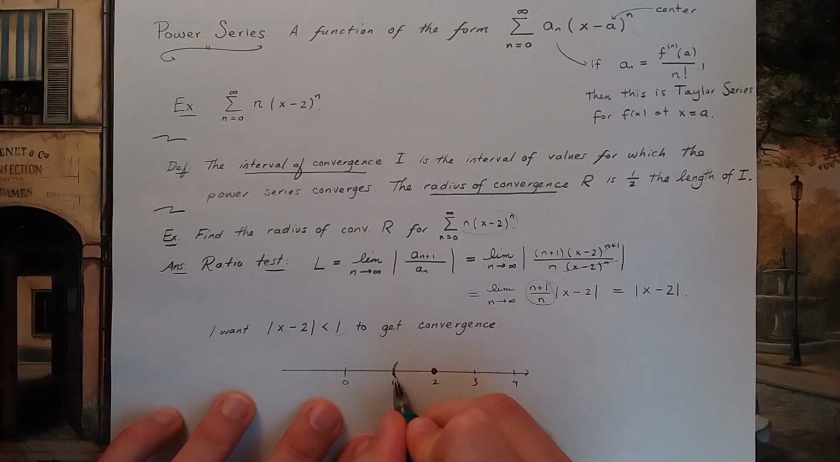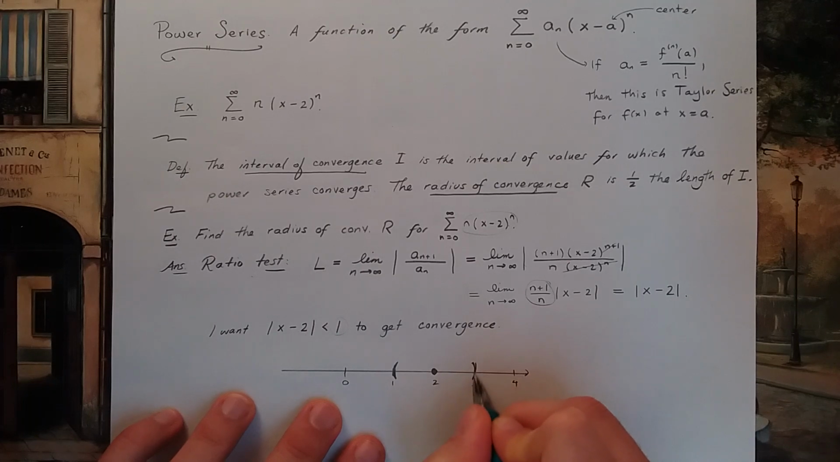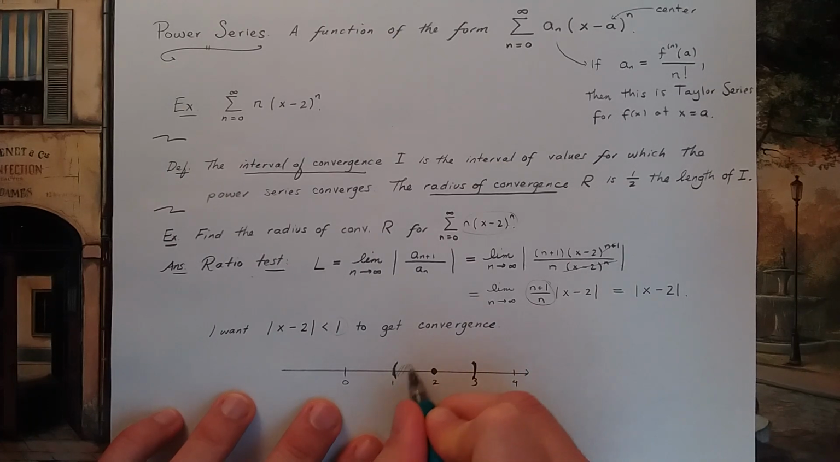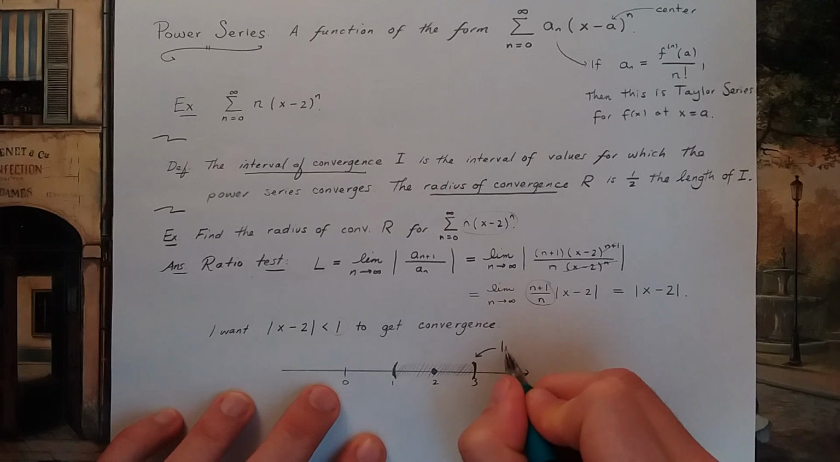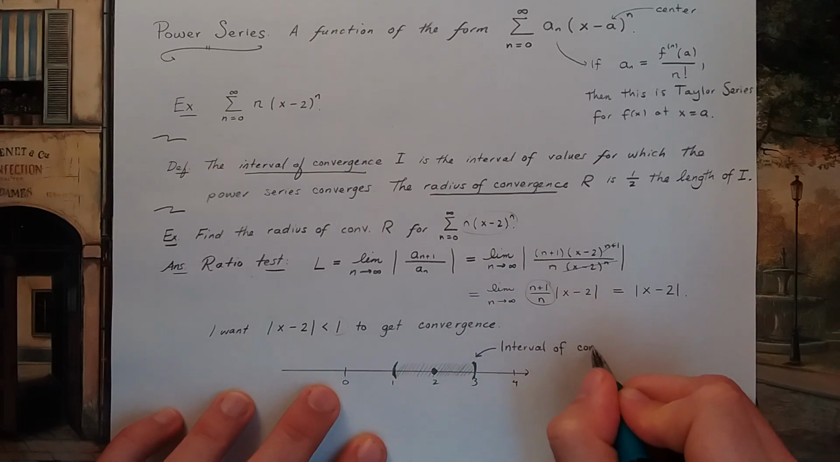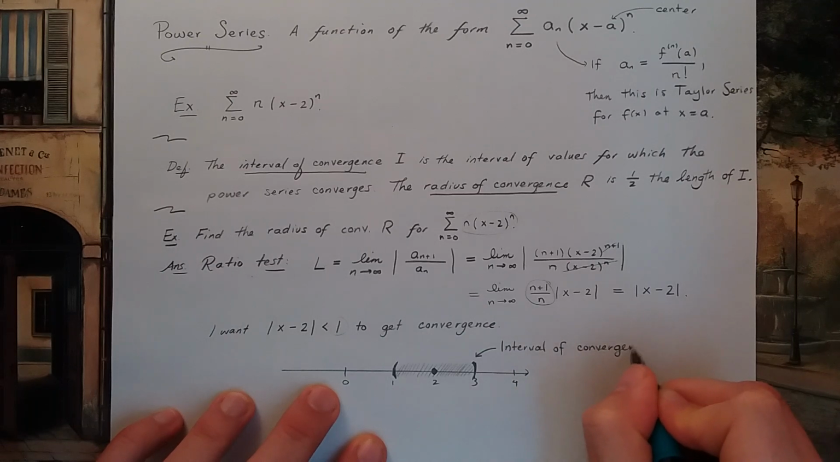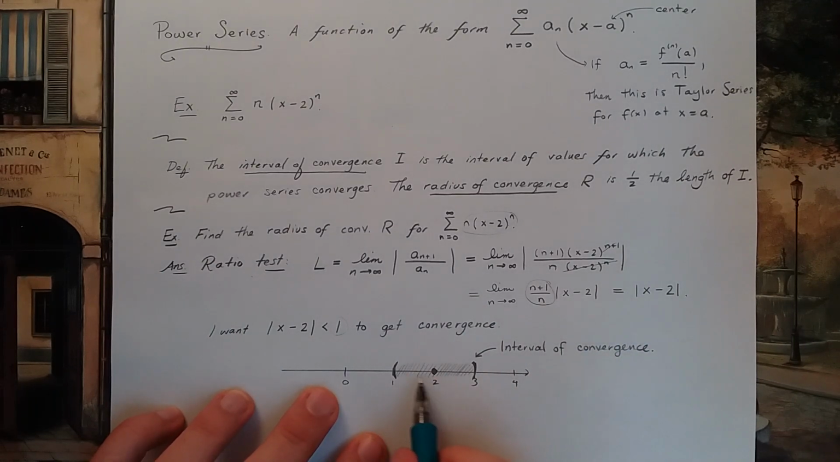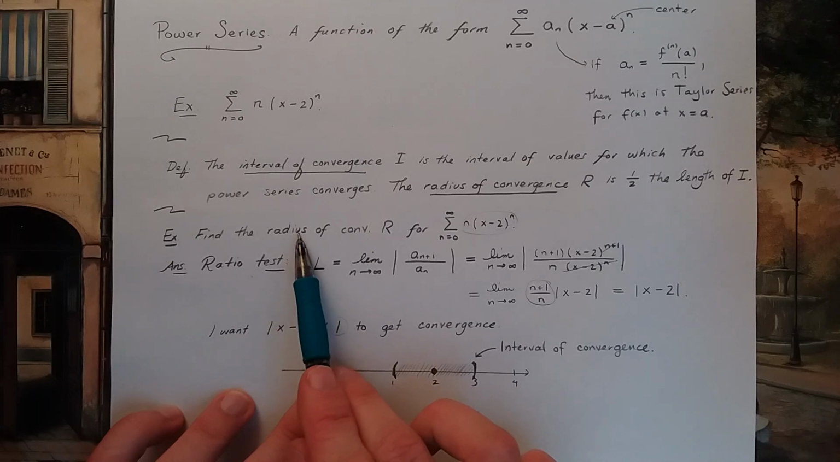So everything in between 1 and 3. So this is my interval of convergence. It's all the values in between 1 and 3. And you might ask, does it include 1? Does it include 3 or not? It may or may not include the endpoints, but that's kind of irrelevant to decide the radius of convergence.